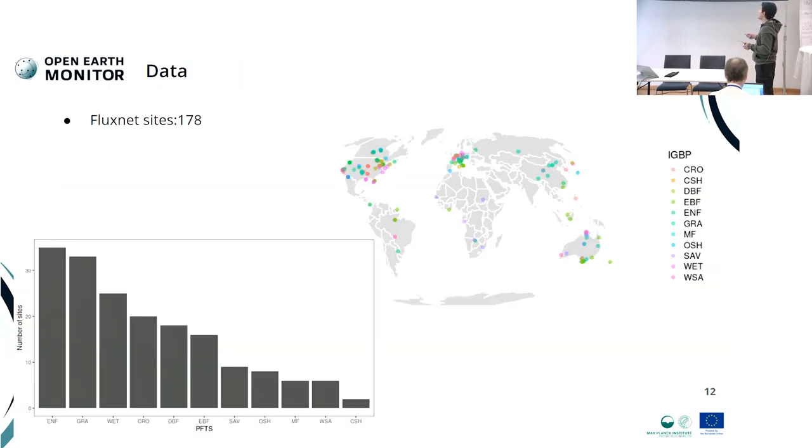As data, we select 178 FluxNet sites located around the globe that cover different vegetation types.